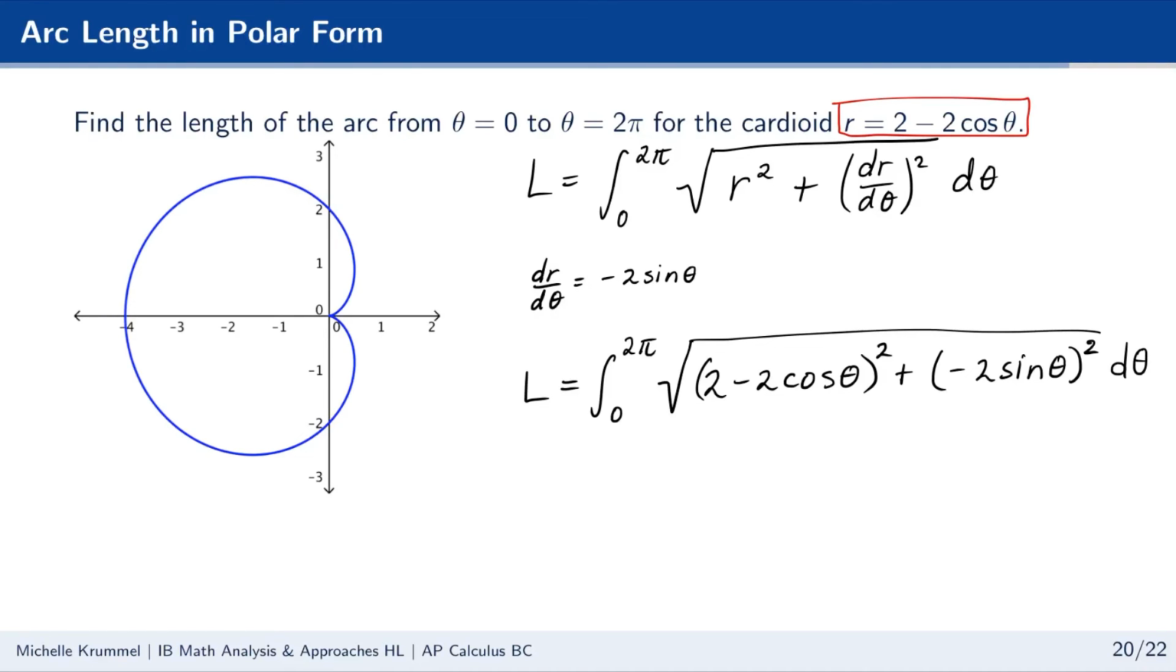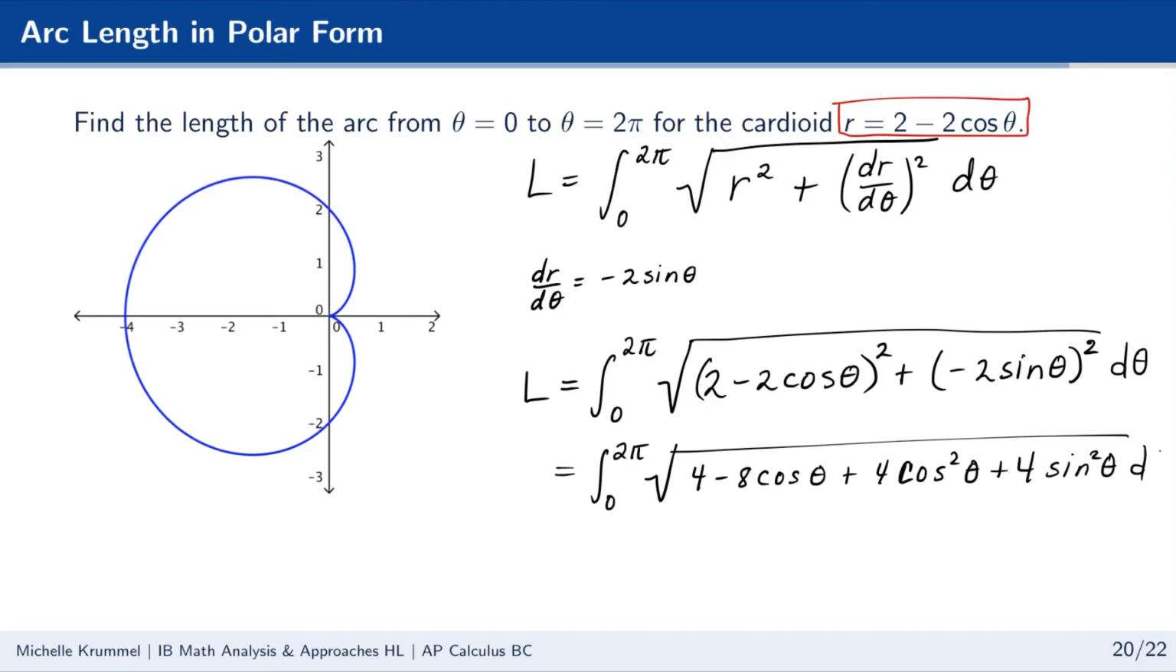dθ. Now, if we're going to integrate this by hand, we need to do some more simplifying. We would FOIL out under the root here, so you'd have 4 minus 8 cosine θ plus 4 cosine squared θ, plus 4 sine squared θ dθ. And then the 4 cosine squared θ plus 4 sine squared θ is just equal to 4. So that simplifies well.